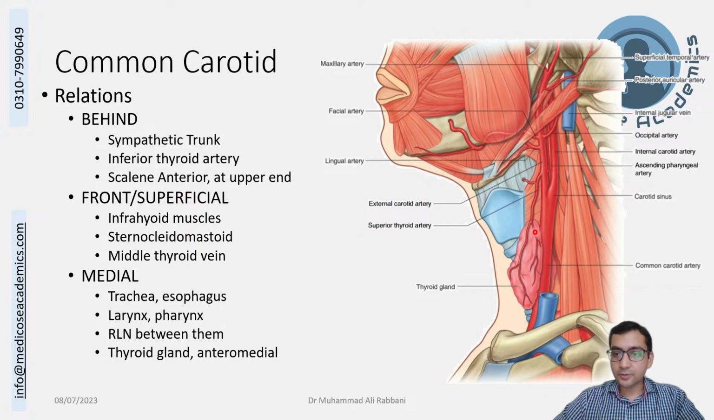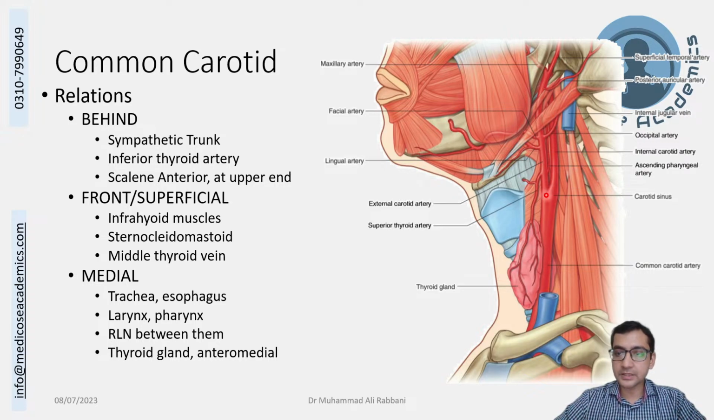Okay. And there is a middle thyroid vein that is passing in front of it also. On the medial aspect, you can see that there is the trachea and larynx. Just behind the trachea and larynx, obviously there will be the pharynx and esophagus. So these are the structures that are related to it medially, and between these structures runs the recurrent laryngeal nerve. And on the medial aspect there is the thyroid gland also. So this is about the common carotid artery.